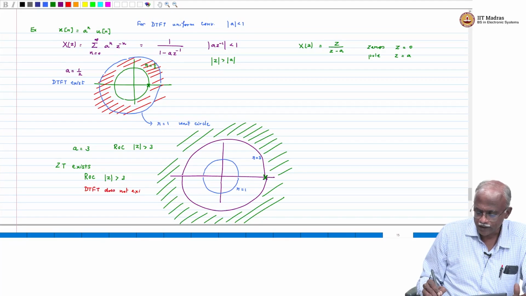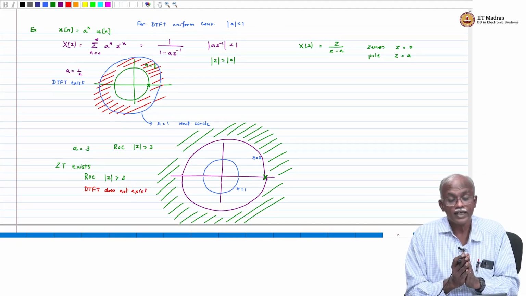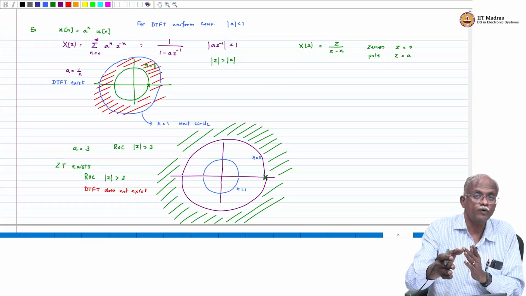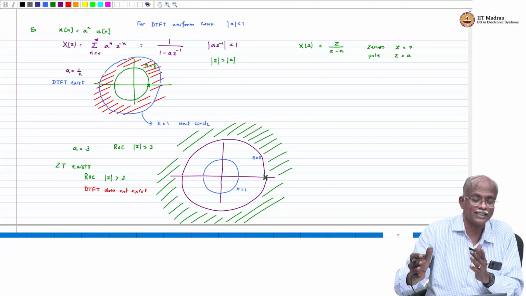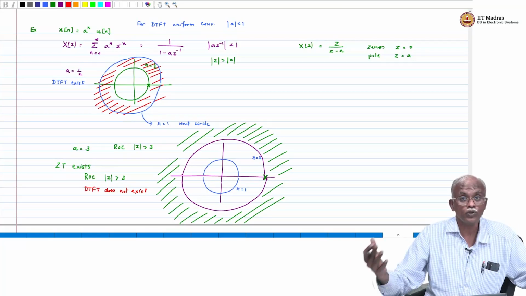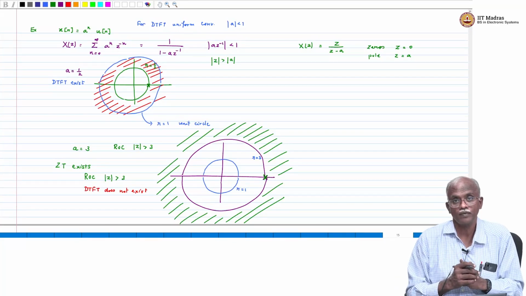Does not exist. Okay. So, now you can see why the study of Z transform is very important, because when the discrete time Fourier transform does not exist, we can still get a transform domain representation and use all of the transform domain tools that are available to us.